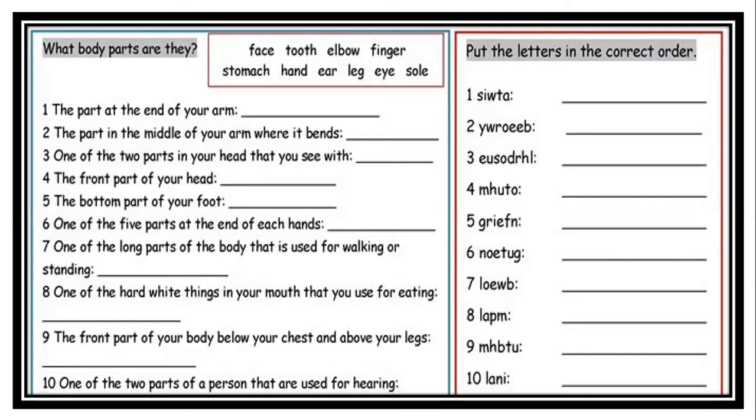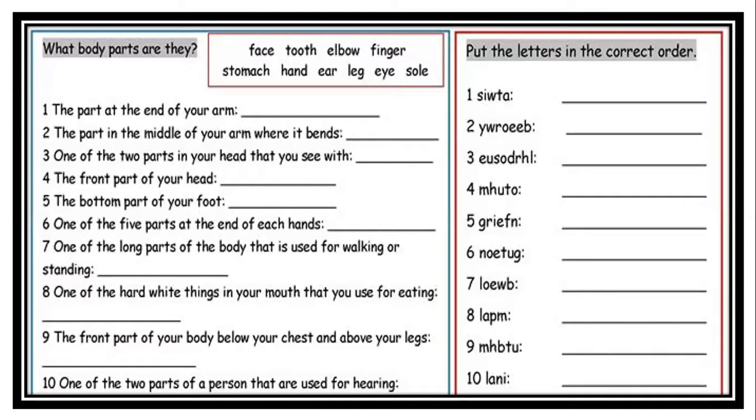Let's try with finger. Second, the part in the middle of your arm where it bends. The elbow. Excellent. Number three. One of the two parts in your head that you see with? The eyes. Excellent. Eyes. Eye. The front part of your head. It's face. In this case, it's face. Okay. Face. The front part of your head, your face.